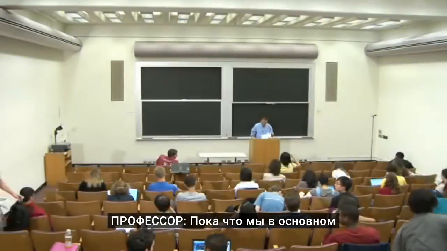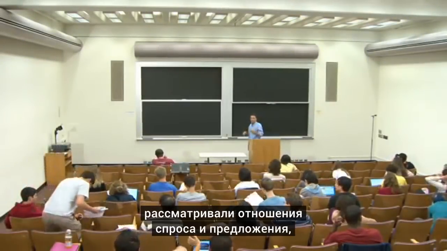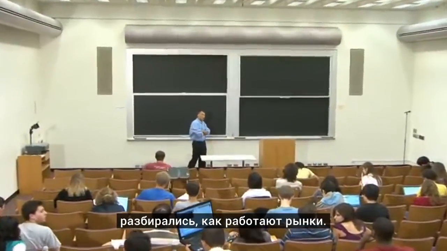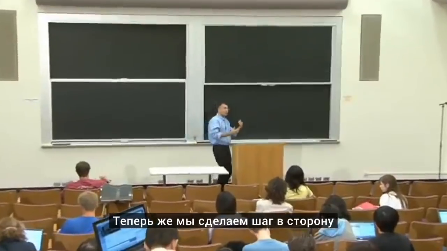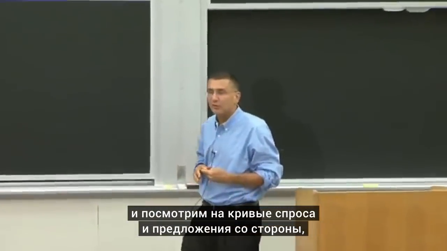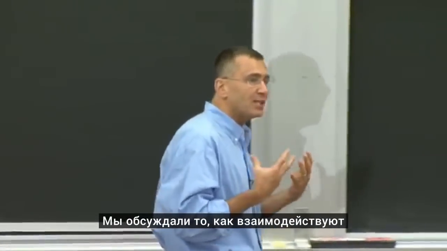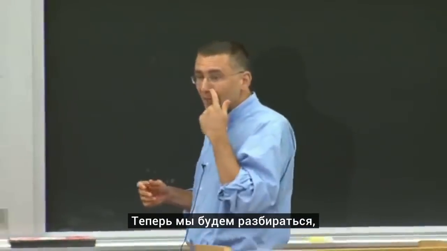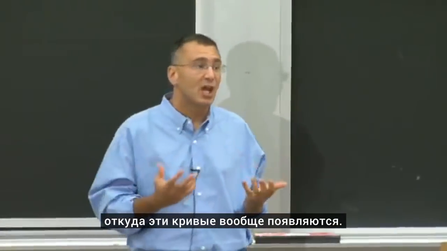We've been talking so far about basically overviews of supply and demand relationships and understanding how markets work. Now we're going to step back and get behind the supply and demand curves, and understand where those curves themselves come from. So we talked about, given that we have supply and demand curves, how they interact. Now we're going to get behind that and say, where do these curves actually come from?